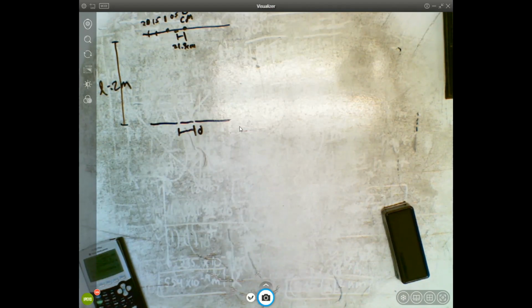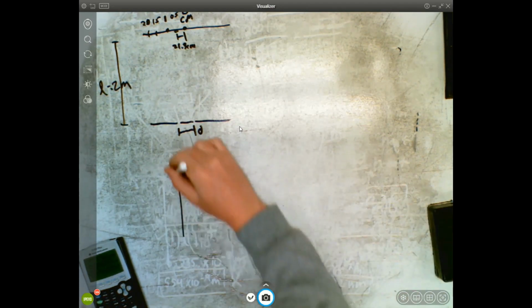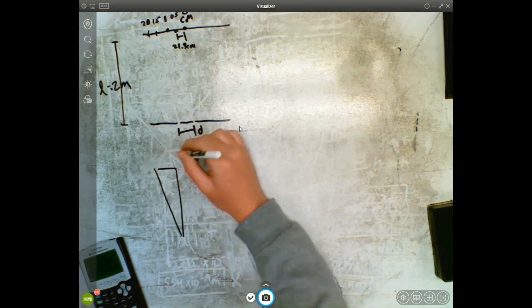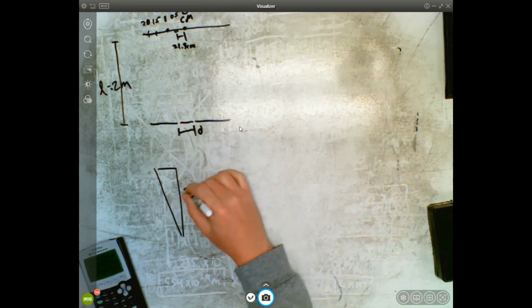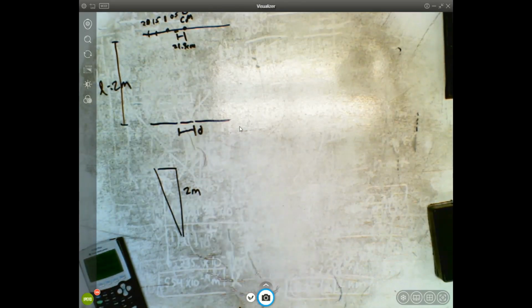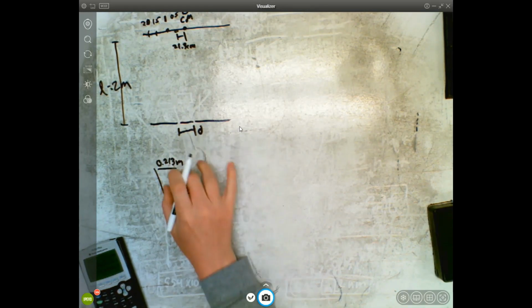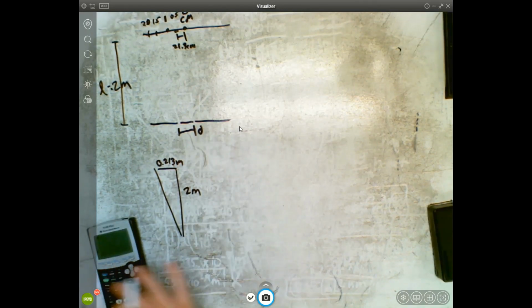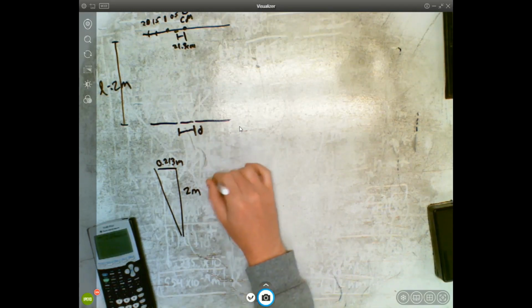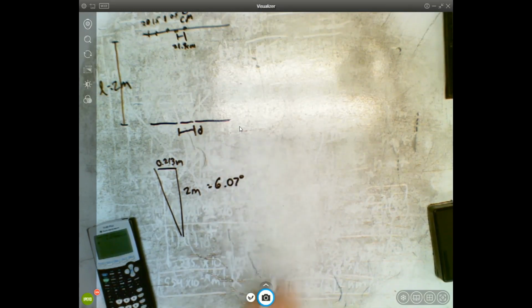Okay, so first thing we're going to do, check our angle. So this is 2 meters, and then 0.213 meters to our first dark spot. So I tan negative 1, opposite over adjacent, and I get our angle to be 6.07 degrees. So that means we're free to use that first formula, and I will use it.